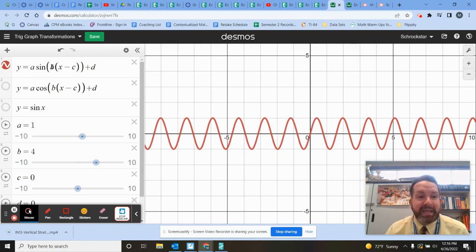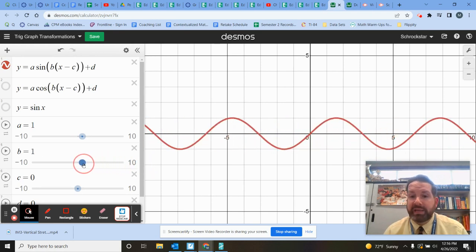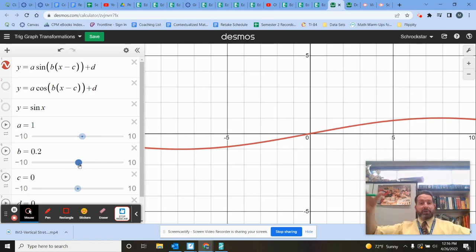The B is inside the parentheses, multiplying your inputs. So if your inputs get bigger faster, that means you're going to go through a complete cycle faster. So the bigger your B, the shorter your cycle. Conversely, if you make your B a very, very tiny number, that stretches out how long it takes to get through a cycle, thereby stretching that graph horizontally.